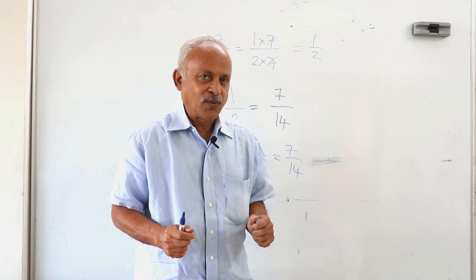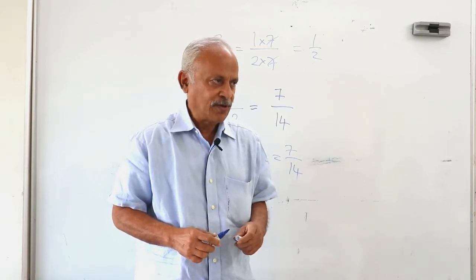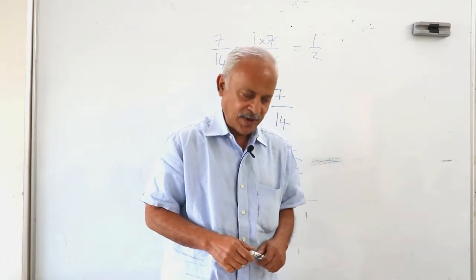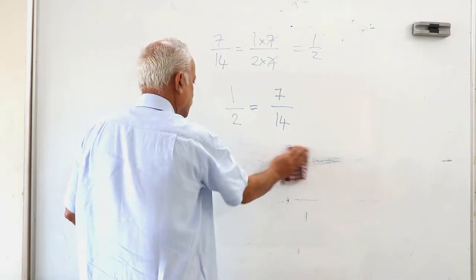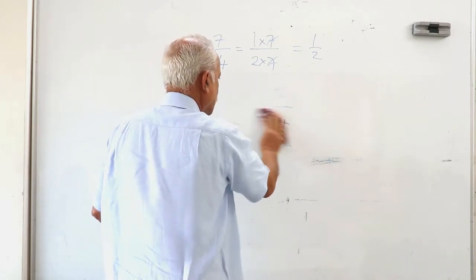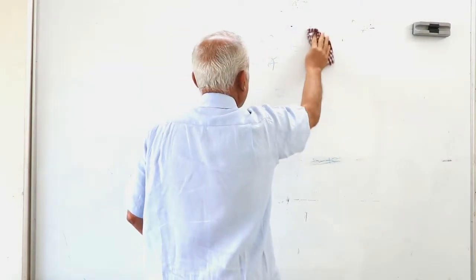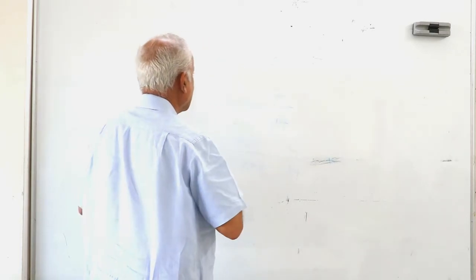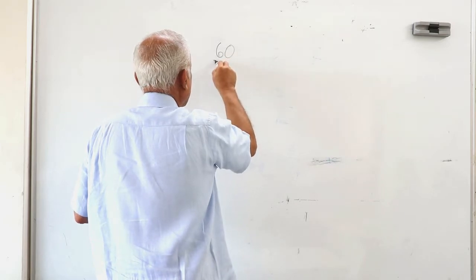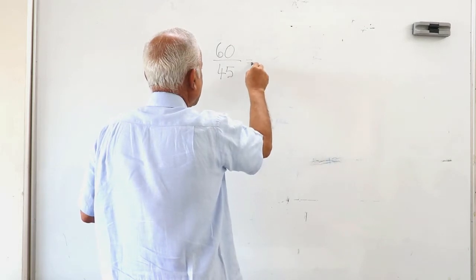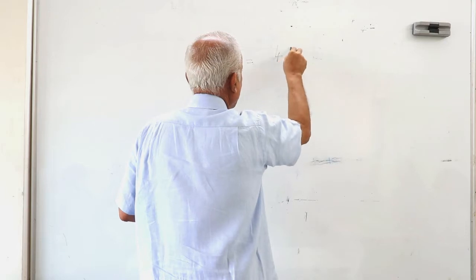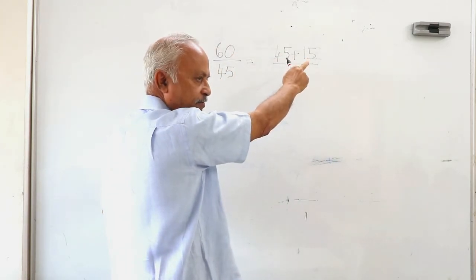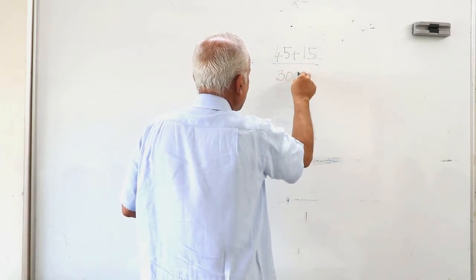But sometimes, while doing cancellation, we have to be a little careful. So now I am going to give you a problem, and you have to tell me what to cancel. Okay? This is the problem. The problem is 60 divided by 45, which I write as 45 plus 15 divided by, I can write 60 as 45 plus 15. I'm writing 45 here as 30 plus 15.